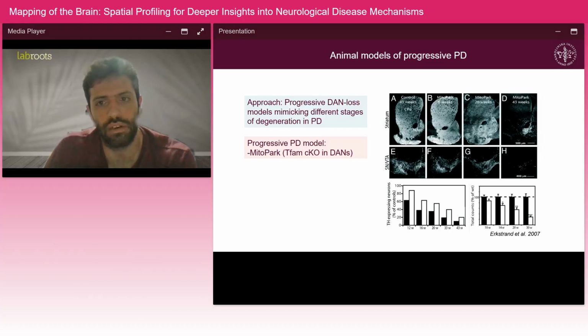And as you can see here, these are stainings of dopamine axons and dopamine neurons in the substantia nigra. By 43 weeks of age, they almost lose everything. But the disease starts, we see that there is early loss, from around 10 to 12 weeks of age.